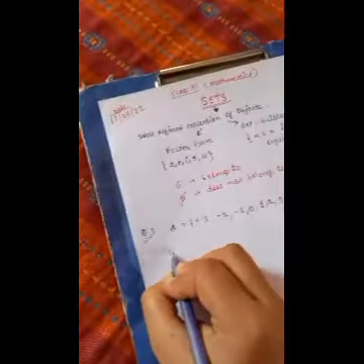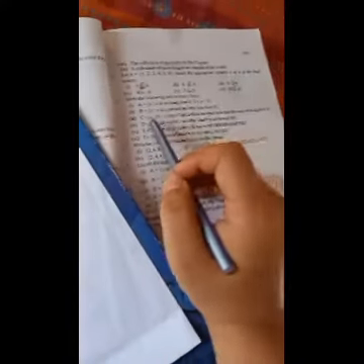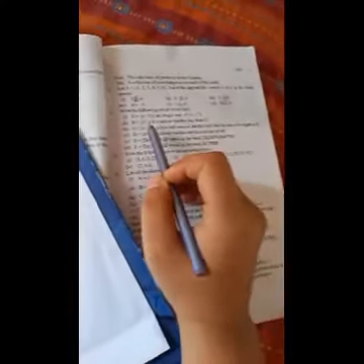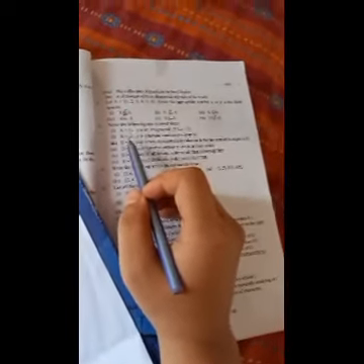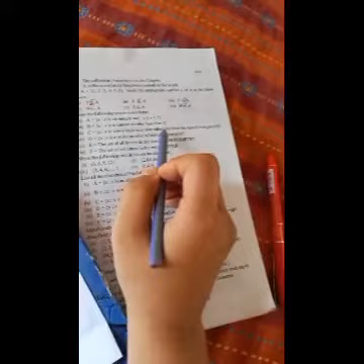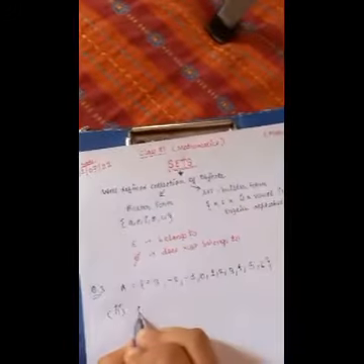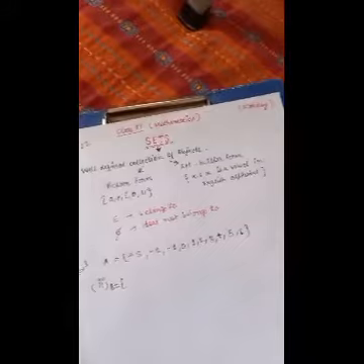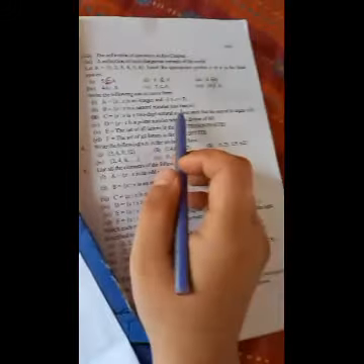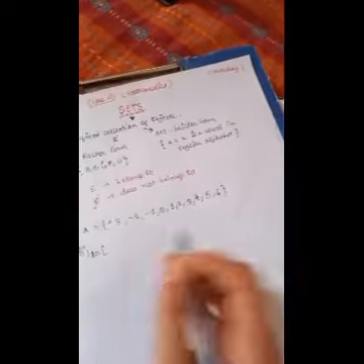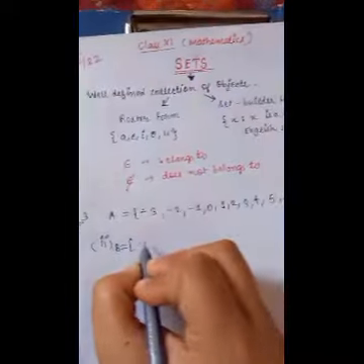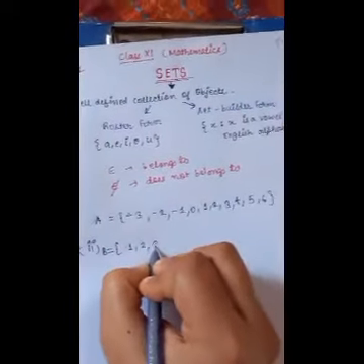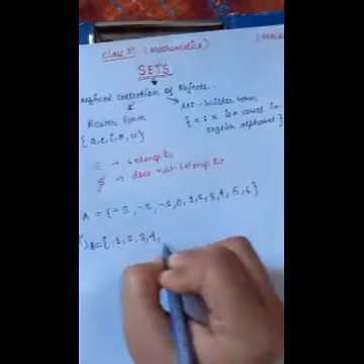The next question, B is equal to x such that x is a natural number less than 6. So we will be writing it in the roster form. The natural numbers start from 1. So 1, 2, 3, 4 and 5. Because it is saying less than 6, it will include numbers from 1 to 5.